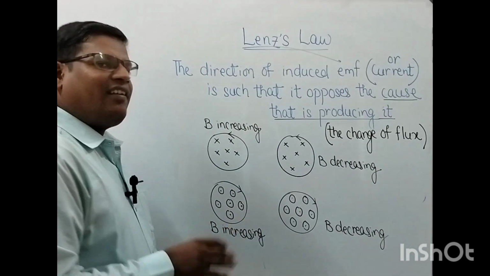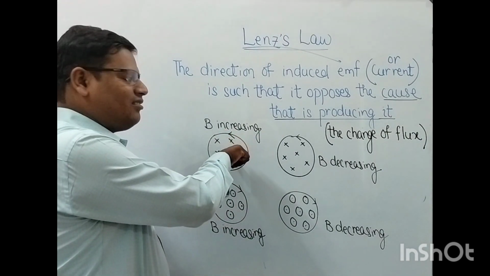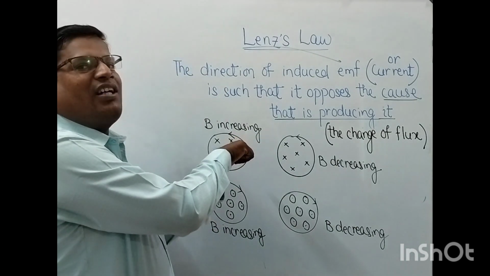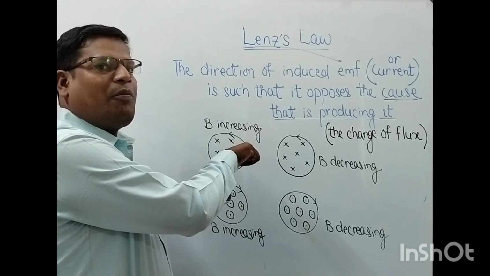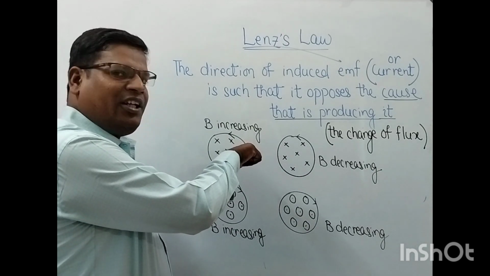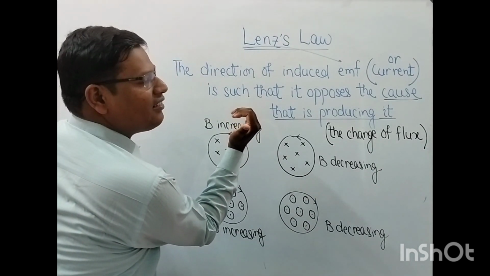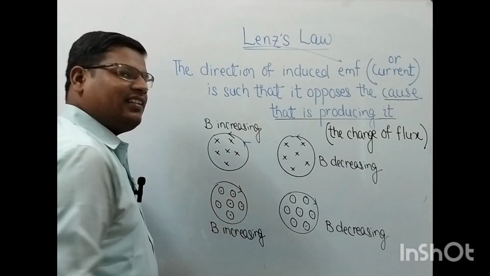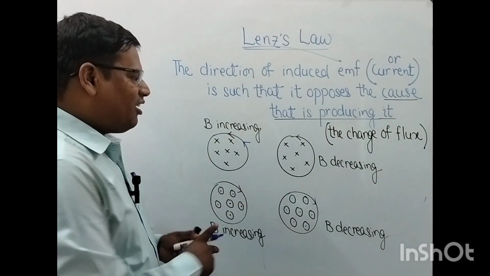So the right concept is, here the flux is inwards and it is increasing. Induced current or induced EMF wants to oppose this increase. Therefore, the induced EMF or induced current will be outward. Therefore, it is clockwise. So the right answer here will be like this. Here, even a person with the misconception gets the right answer. Now coming to this.